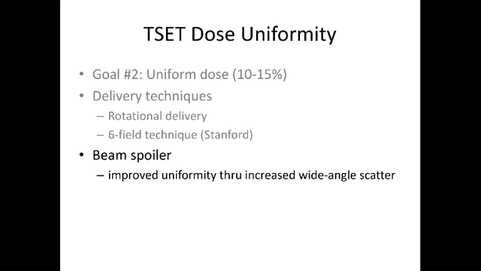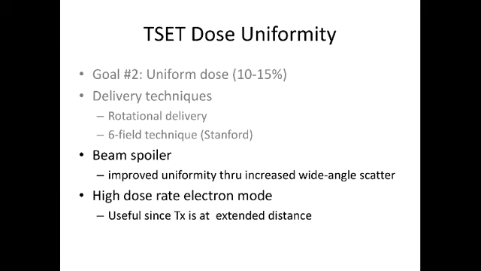Second way of achieving dose uniformity is to put a beam spoiler on. The purpose of the beam spoiler is different than it is in TBI. It's used to improve the uniformity through the scatter of electrons, through a wide-angle scatter. It's also useful to deliver in high dose rate mode, because you're treating at an extended distance so that the patient can fit in the field. And so you need a higher dose rate coming out of the machine because of the scatter and attenuation of electrons in the air.